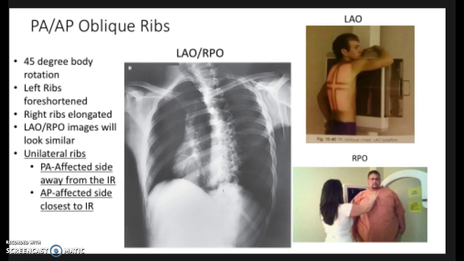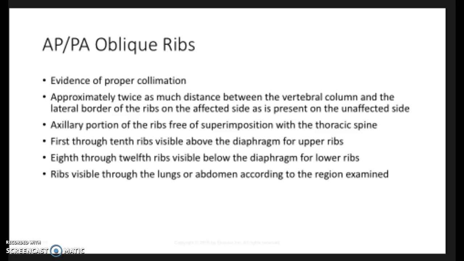Here's the opposite, LAO, RPO. Once again, the image looks the same. Here you can see your Y view and your Grashy view right over here. So on these views, you want to have proper collimation. You want to make sure that if you're doing unilateral, it'll depend on your site, but if you're doing unilateral, you're going to have just the one side on the images. If you're doing bilateral, you're going to open your collimation and use a larger crosswise image receptor so that you can see both sides.